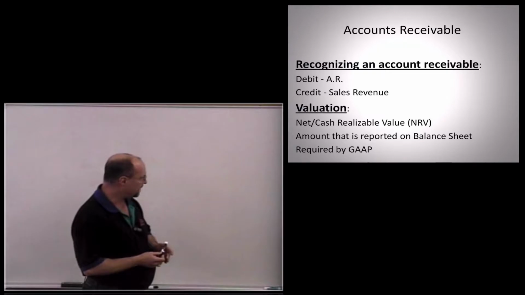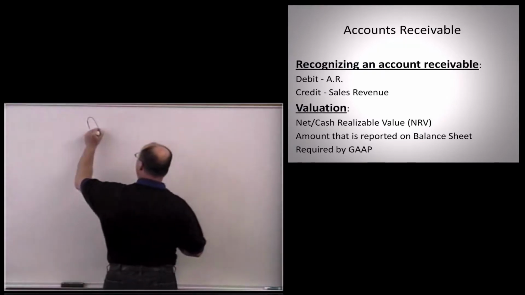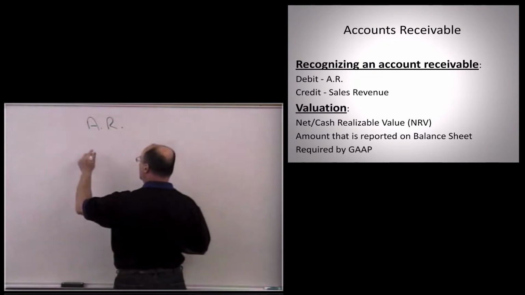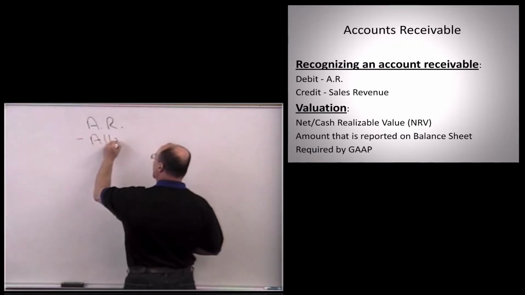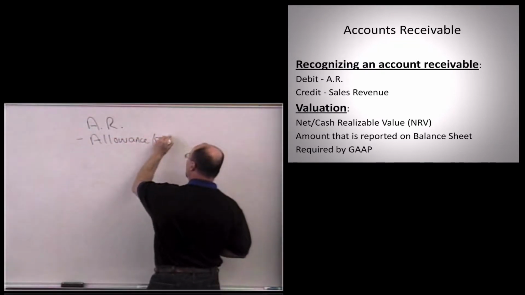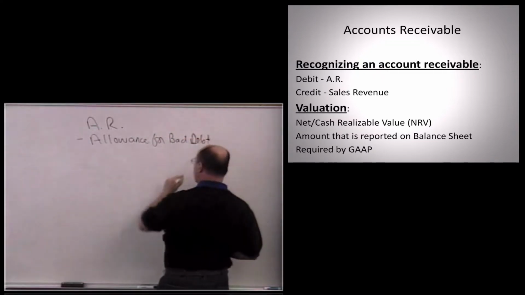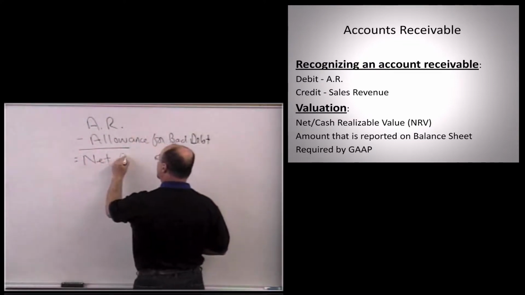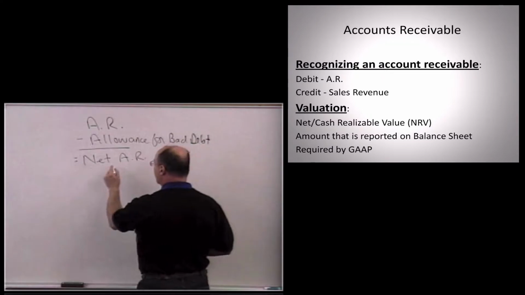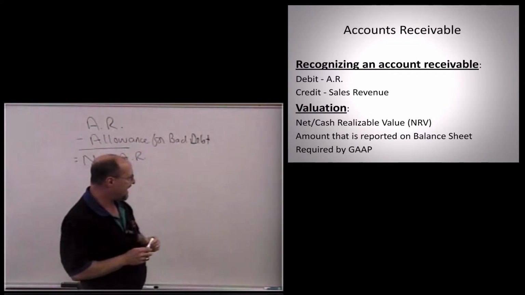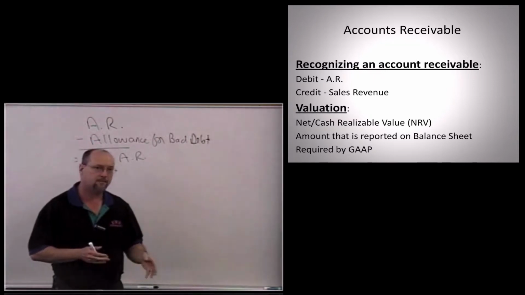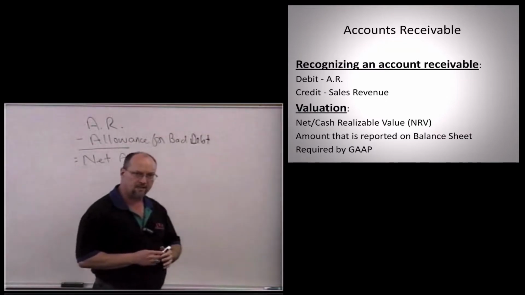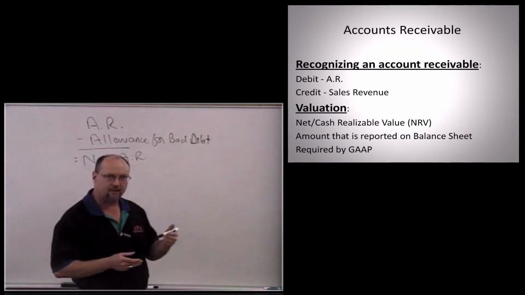Okay, so we have total accounts receivable, sometimes called gross accounts receivable. Then we have to subtract what we call the allowance for bad debt or doubtful accounts or uncollectible accounts. And this equals net accounts receivable. And we refer to this net accounts receivable as the net realizable value, sometimes called the cash realizable value, or NRV on the slide. GAAP requires us to report accounts receivable at its net realizable value.